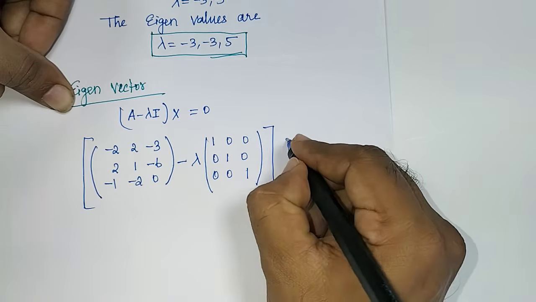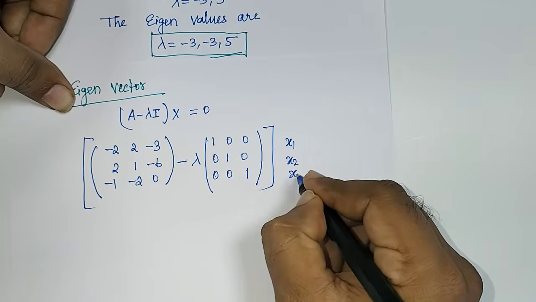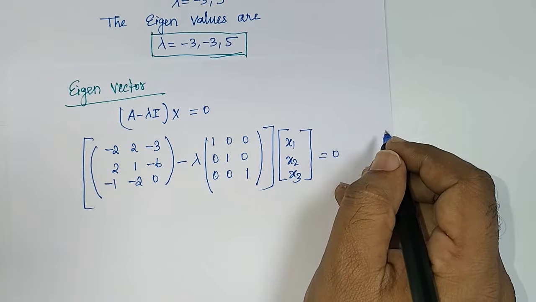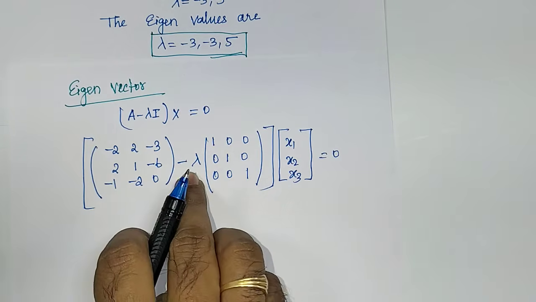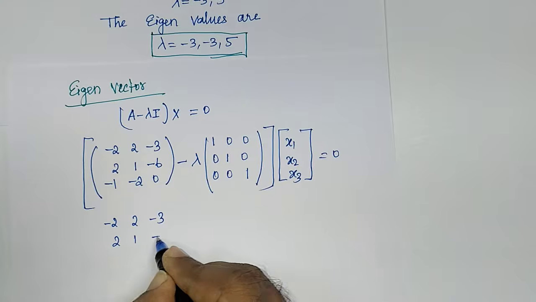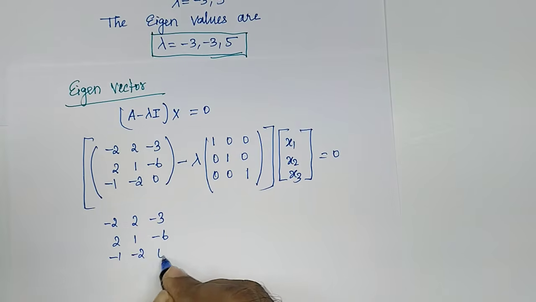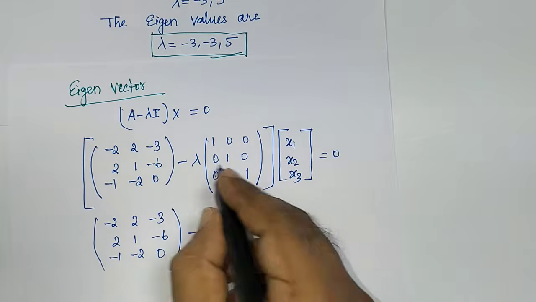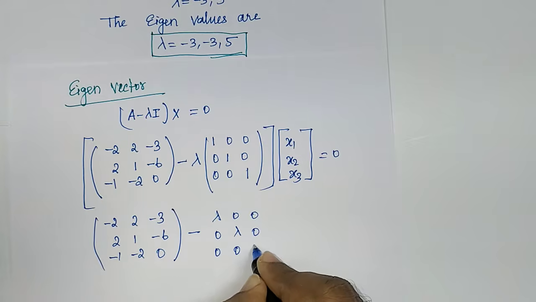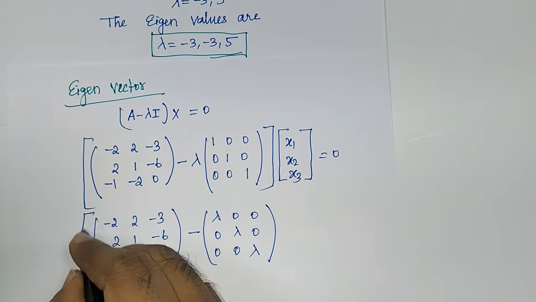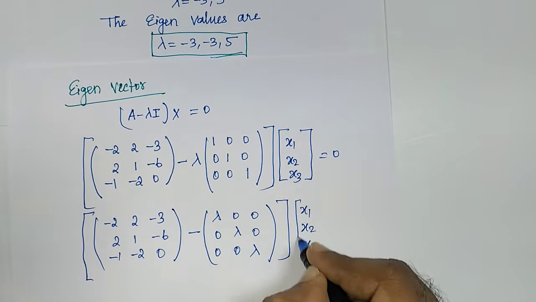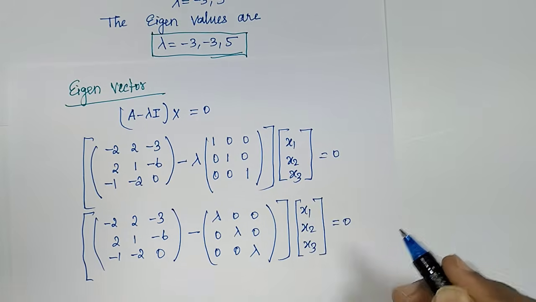This X I am going to write as small x1, x2, x3. This is what we are going to find, the eigenvectors, is equal to 0. And now you can multiply the second matrix with the lambda. Minus 2, 2, minus 3, 2, 1, minus 6, minus 1, minus 2, 0 is the first matrix, and minus multiplied with lambda, you will get lambda 0 0, 0 lambda 0, 0 0 lambda, into x1, x2, x3 equal to 0.